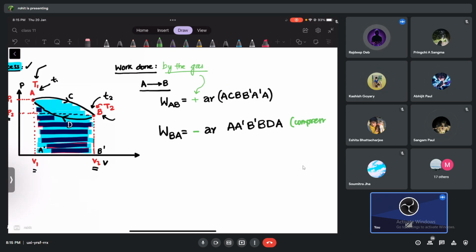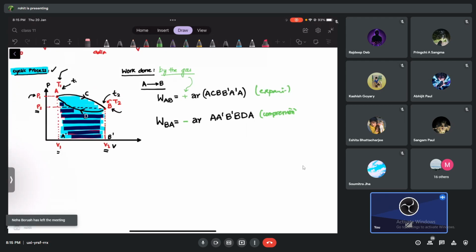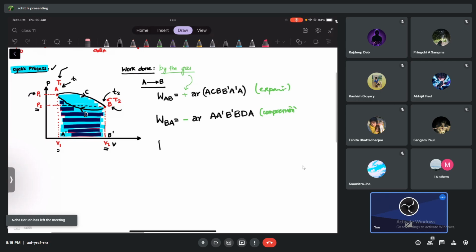Compression. So obviously, work done by the gas will be negative, and this obviously represents expansion. Okay, so now if I ask you, what is the total work done by the gas for the entire process? That means the entire cyclic process. That means going from where to where? A to B and from B to A, right? What will be the answer, guys?